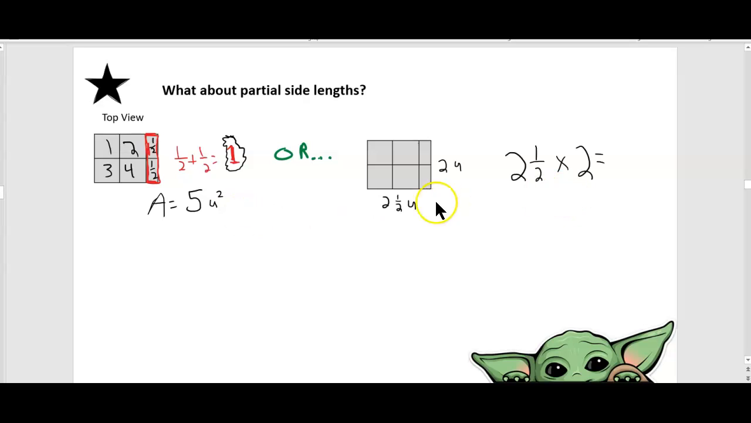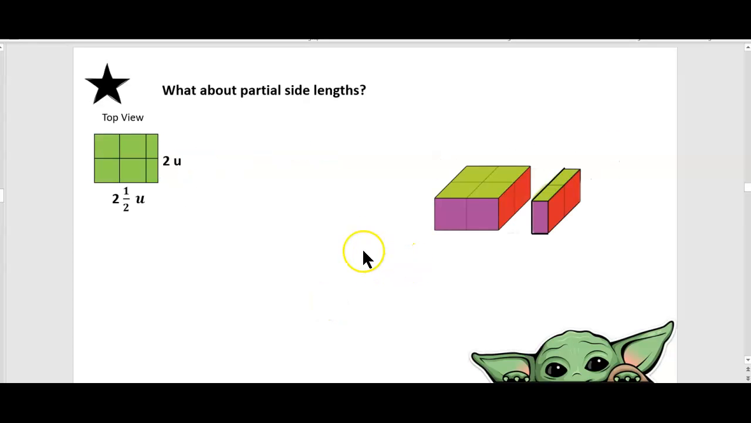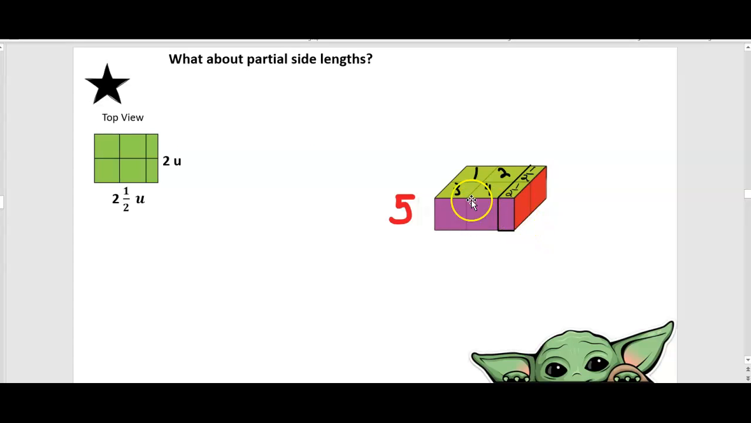Or you could do it like this: 2.5 times 2. If you're not using the visual, what's 2.5 times 2? It's still going to be 5 units squared. And I can't draw right now, but you would maybe convert this into an improper fraction. Or you can say, well, 2 times 2 is 4, and half times 2 is 1, and 4 plus 1 is 5. So there are ways around this. It's just like this: 1, 2, 3, 4, and then this makes 5.